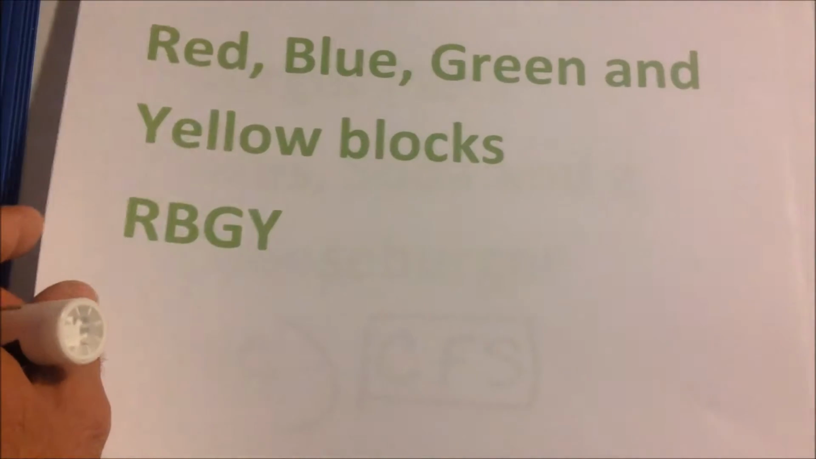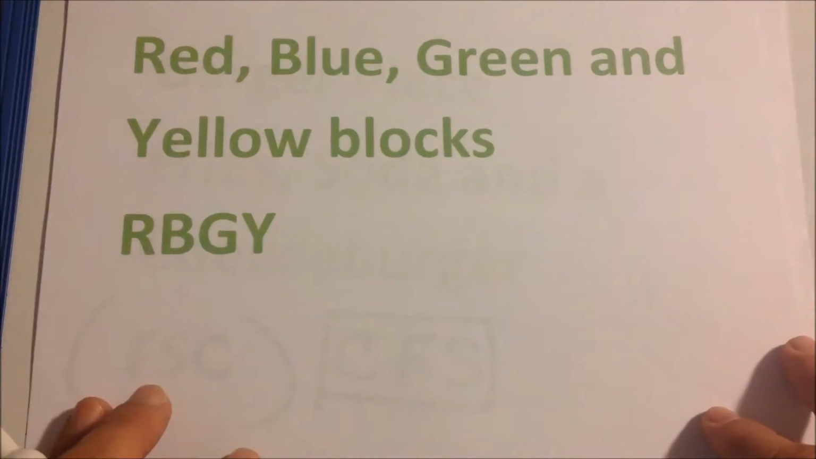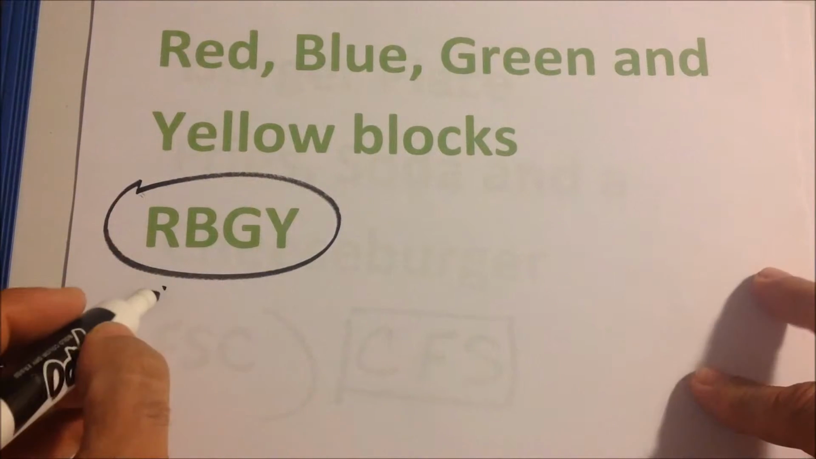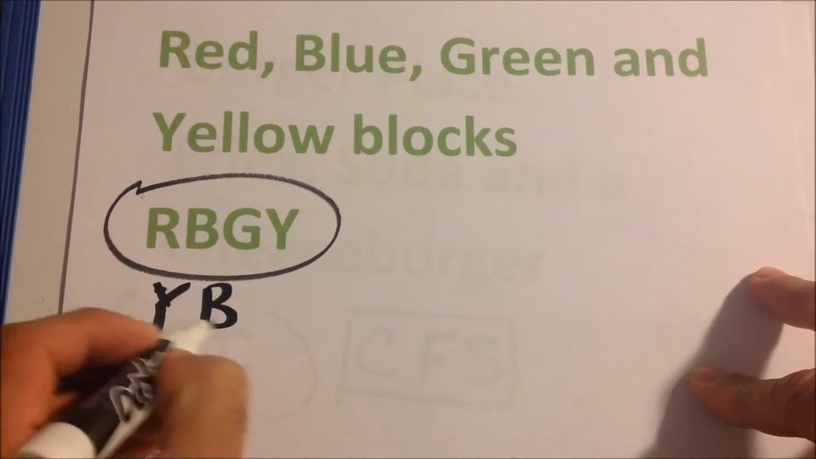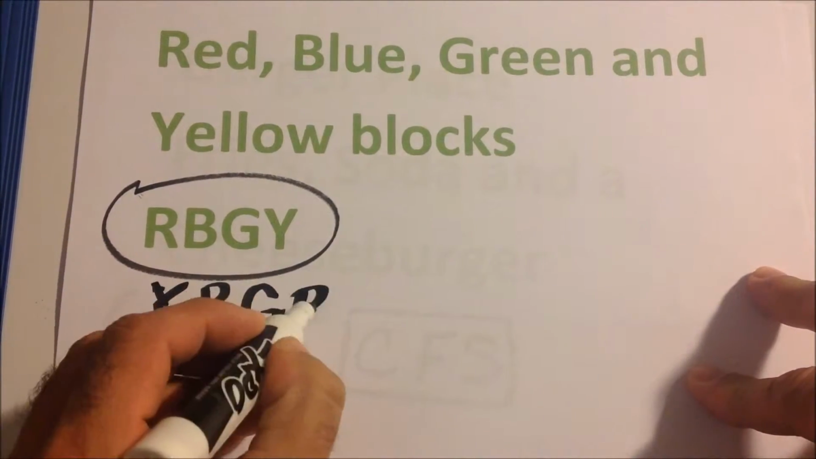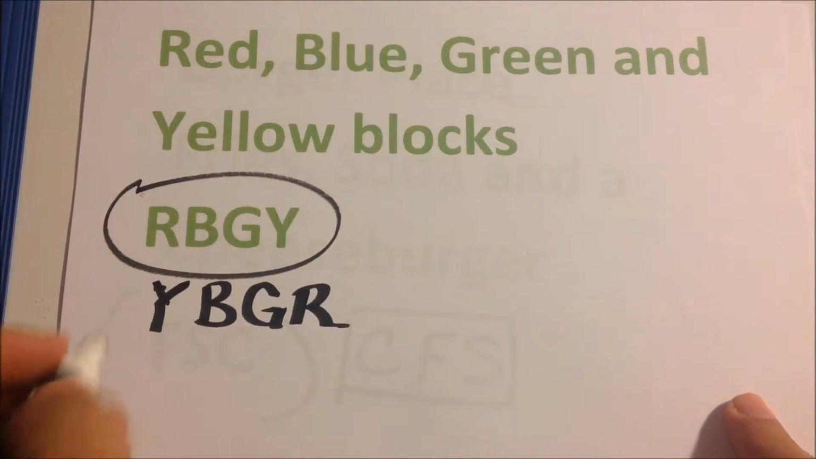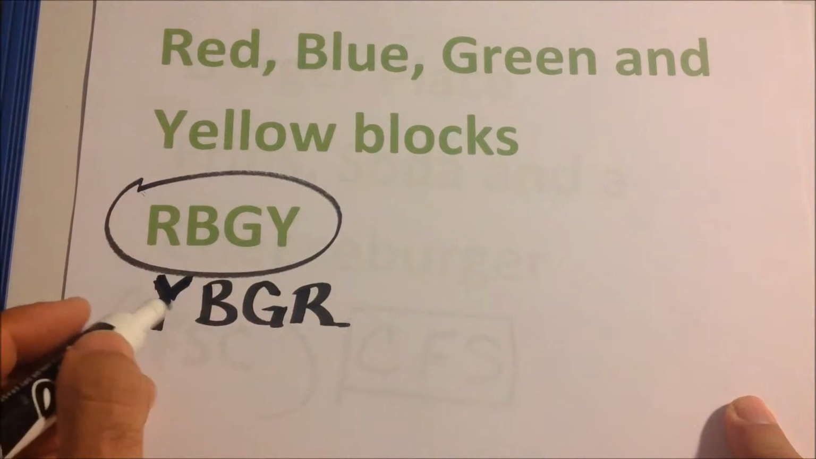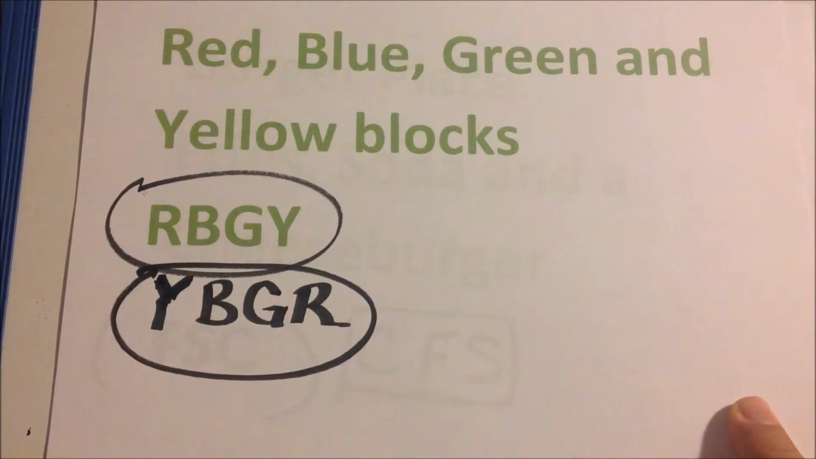Let's say you had red, blue, green, and yellow blocks. Now let's say you wanted to make a combination. Well, it's the only combination you can make. If you started with yellow, blue, green, and red, if you started with that first, well, that's your only combination. But since you started with red, that's the only combination. This would mean the same thing.